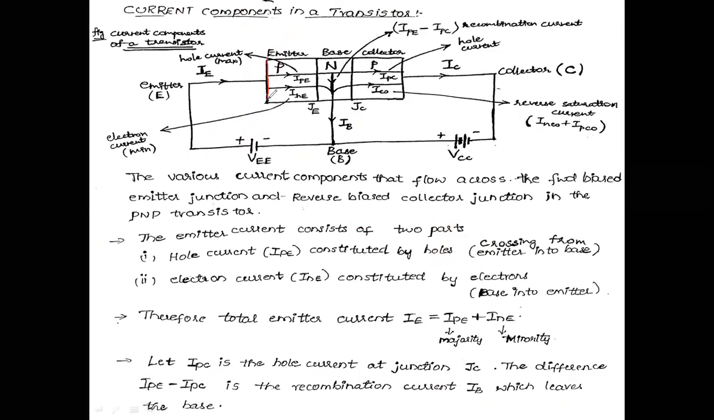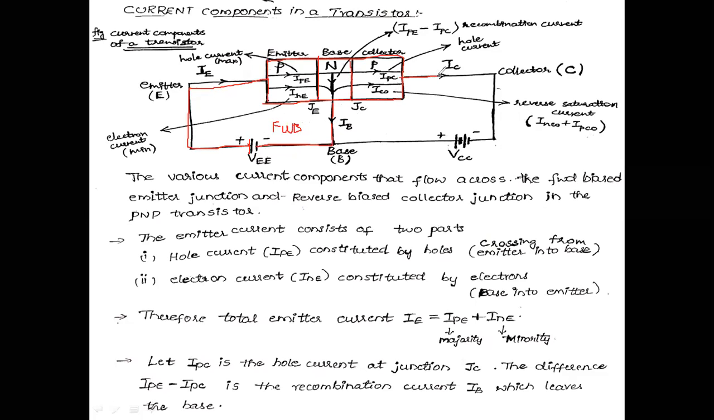I am redrawing this one. This is P type semiconductor, and in between N-type semiconductor and P-type semiconductor. This P-type is connected to the positive terminal of the battery, and N-type is connected to the negative terminal of the battery. Then I can call this biasing condition forward bias.